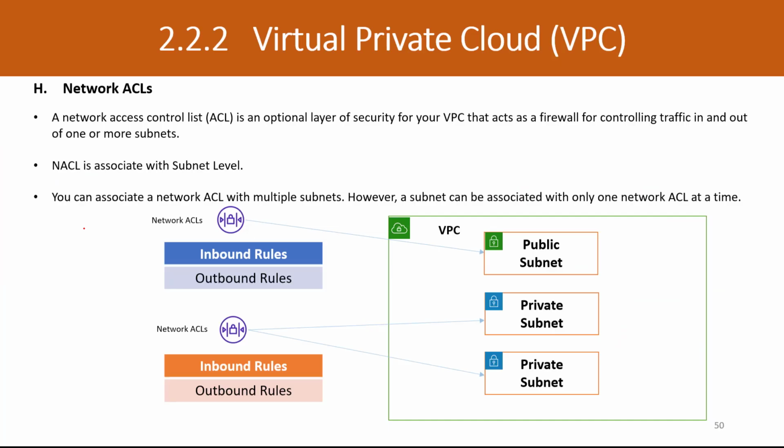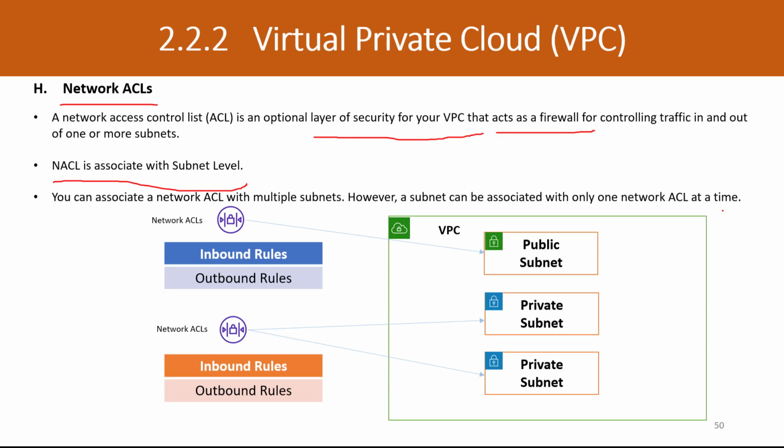Now at the last, we are discussing network ACL. So basically, what does network ACL mean? A network access control list is an optional layer of security for your VPC. It's similar to a firewall, which only allows or denies incoming or outgoing traffic. NACL is associated at the subnet level. You can associate a network ACL with multiple subnets. However, a subnet can be associated with only one ACL at a time.